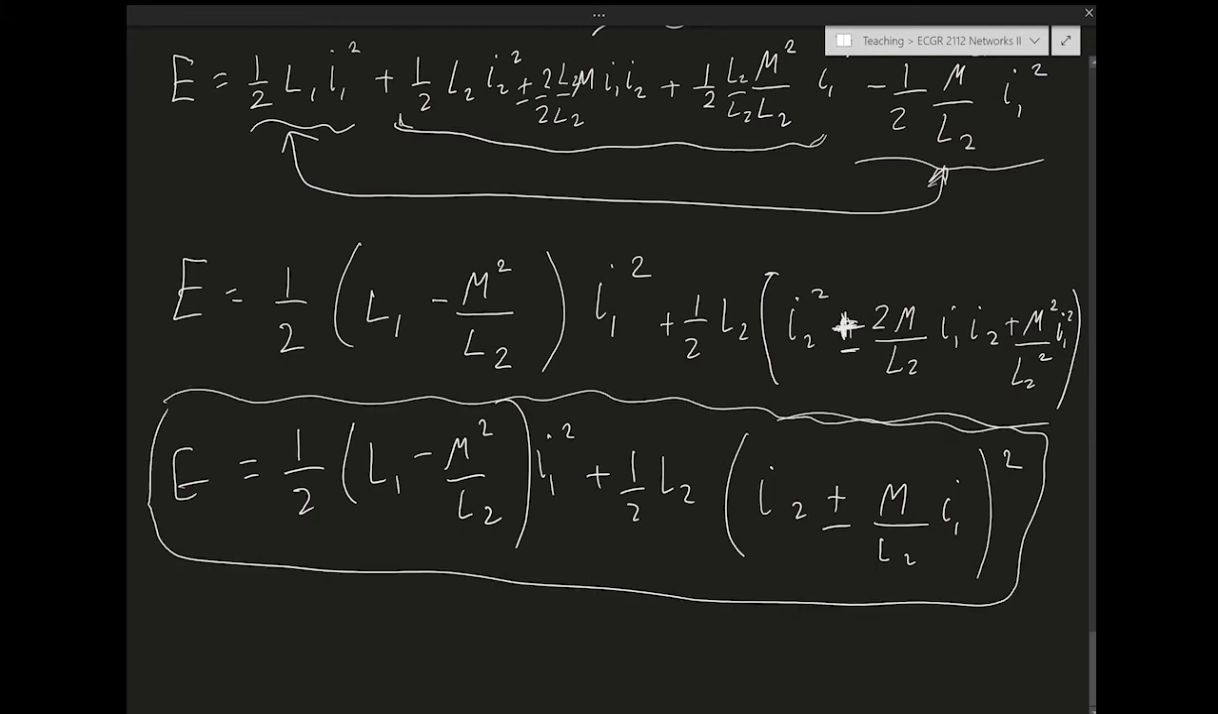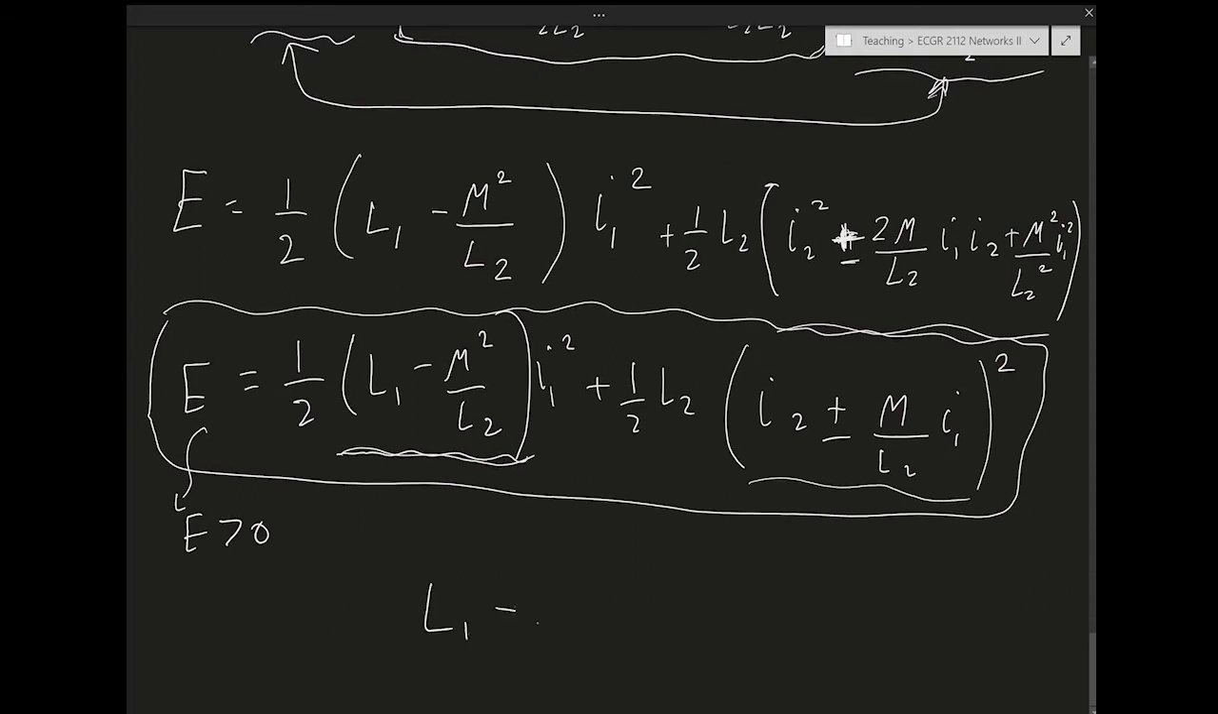Notice what happened here. We said energy needs to always be larger than 0. Well, this term is squared, so regardless of what happens inside here, this term will always be positive. This term is not squared, so this expression needs to always be larger than 0. So L1 minus M squared over L2 has to always be larger than or equal to 0.